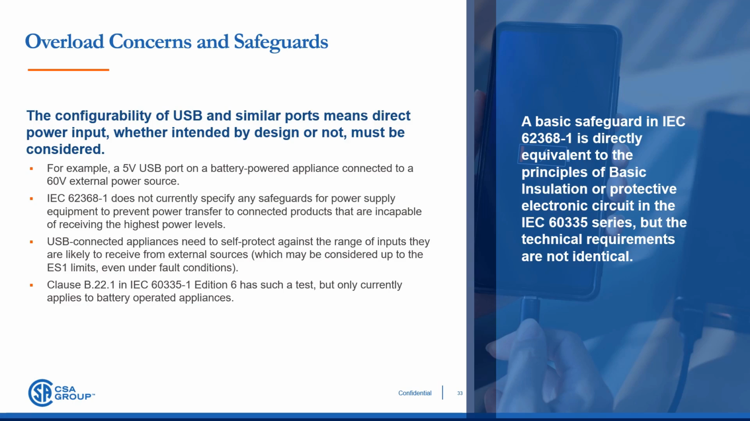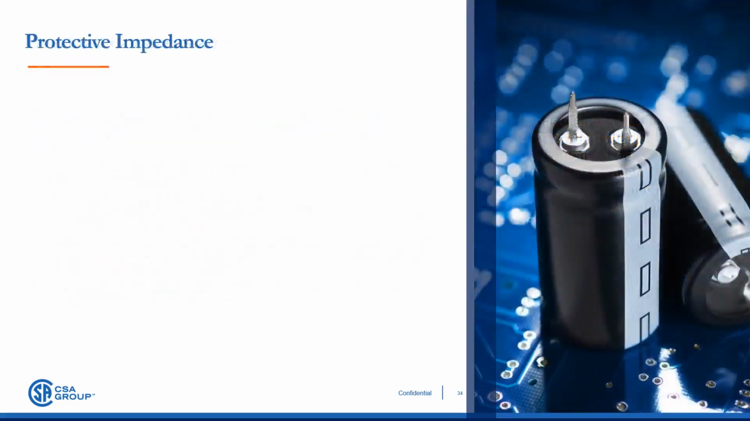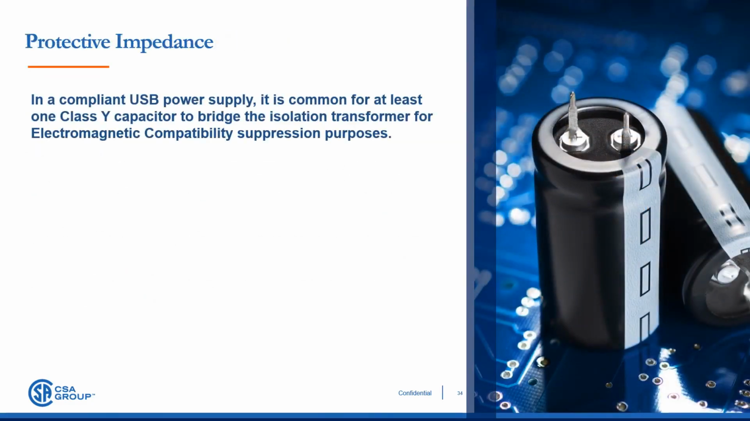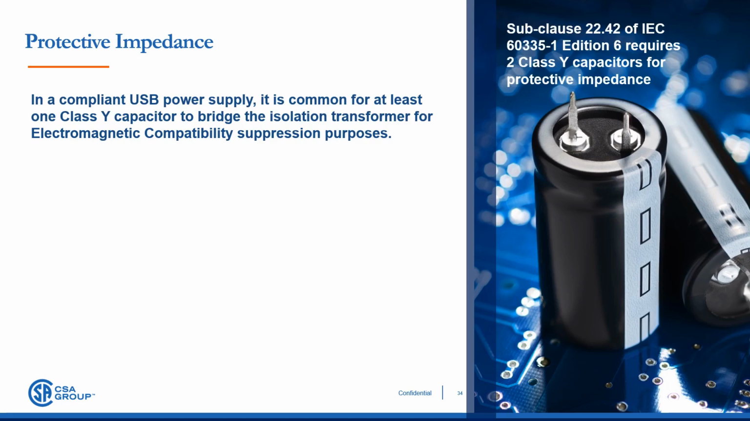In a compliant USB power supply, it is common for at least one Class Y capacitor to bridge the isolation transformer for electromagnetic compatibility suppression purposes. In the IEC 60335 series, this is treated as protective impedance, and two separate components are always required, as specified in subclause 22.42 of edition 6, to be equivalent to reinforced insulation.